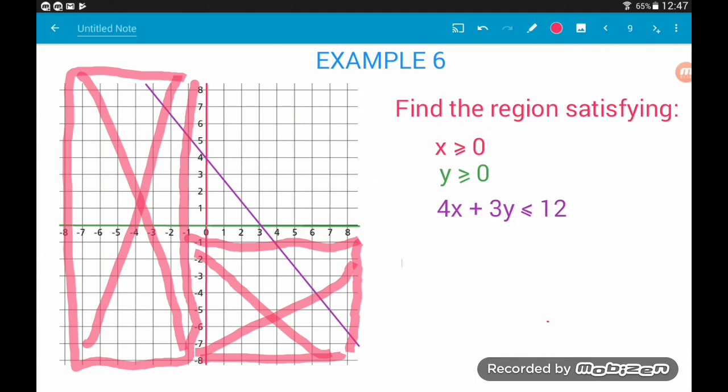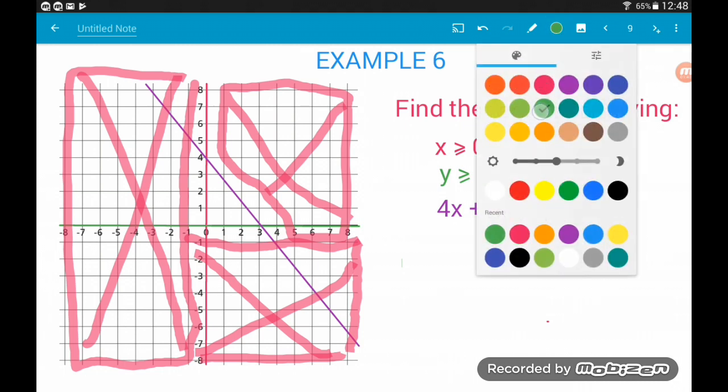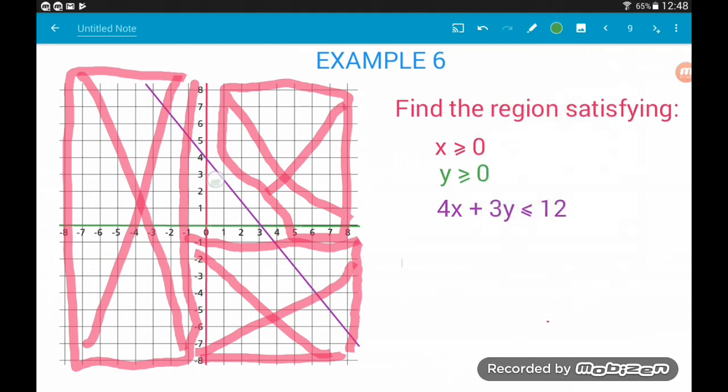Okay, and then we had the inequality 4x plus 3y is less than or equal to 12. So that's the guy. You can use the cover-up rule to find his points of intersection with the axes. Now we want 4x plus 3y to be less than or equal to 12. That means that we want to be under the line, so we don't want to be anywhere above it. So all of this goes bye-bye. And then the region that we are left with is this little triangle in here between the x-axis, the y-axis, and the purple line. Okay guys, that's all for this video.